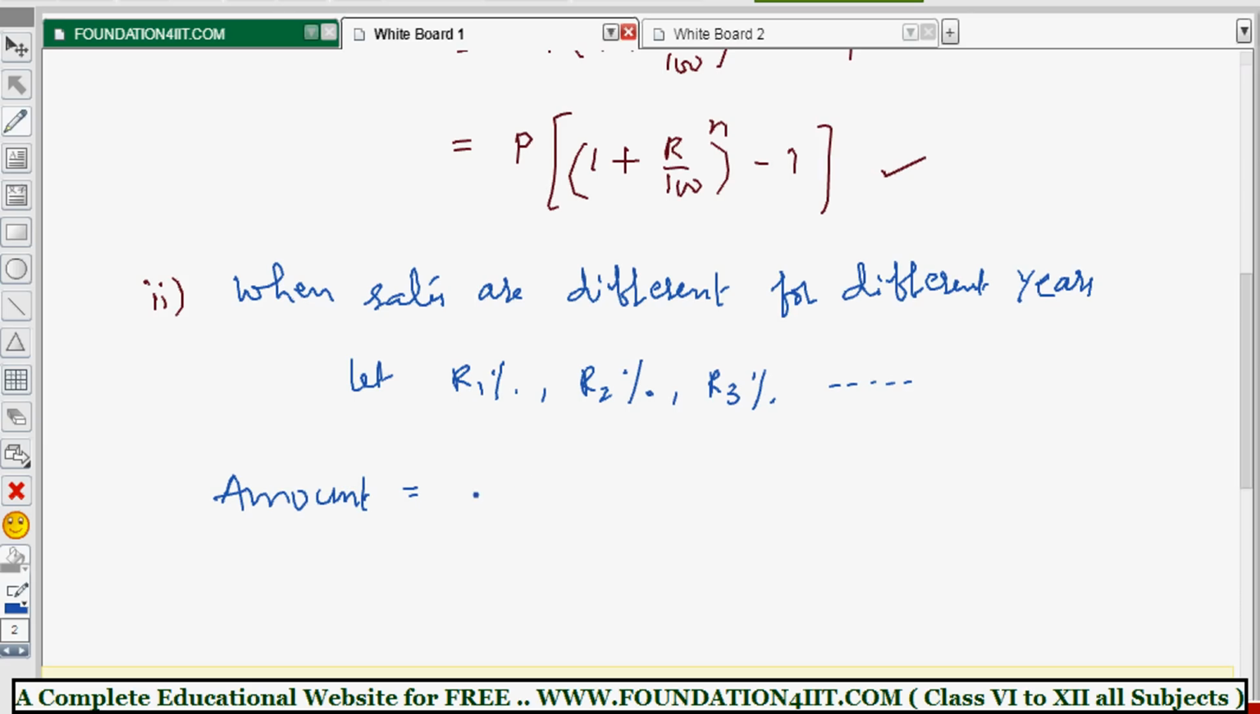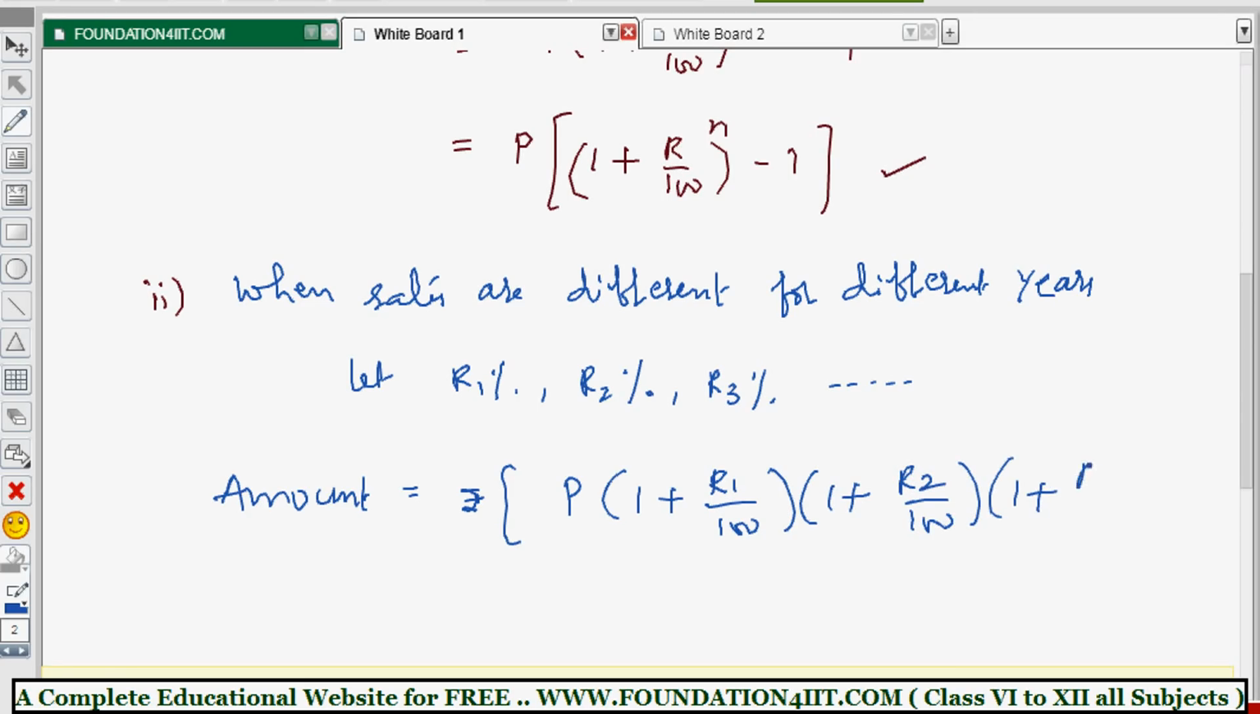The principal is fixed throughout. So the amount is rupees P into (1 plus R1 by 100) into (1 plus R2 by 100) into (1 plus R3 by 100). If it is 3 years we stop at 3, and so on. This is when the rates are different for different years. We will see problems based on this also.